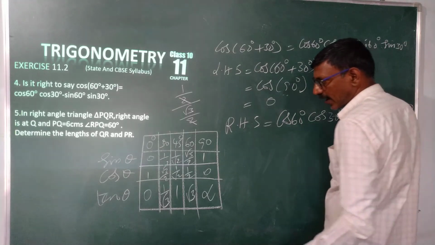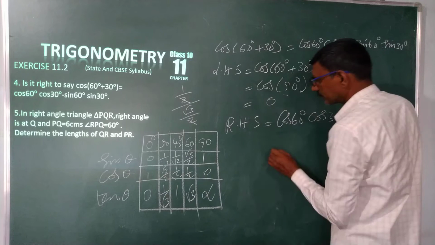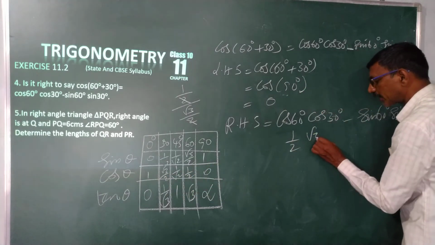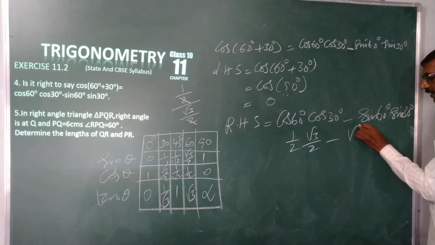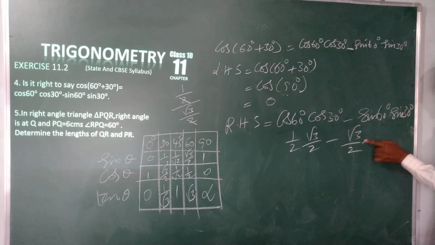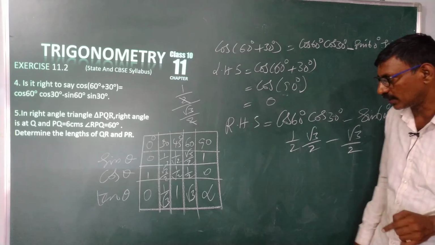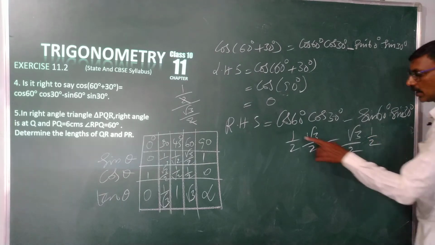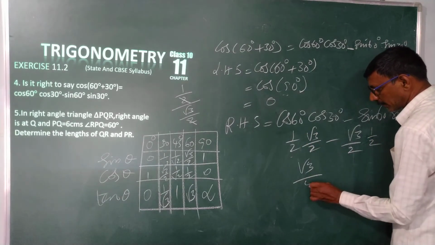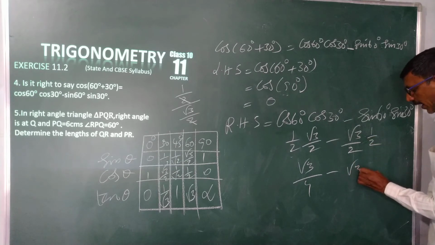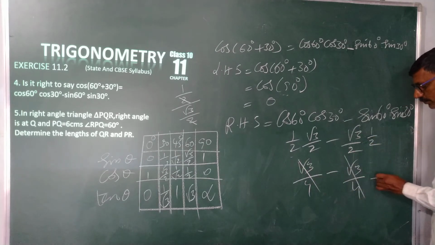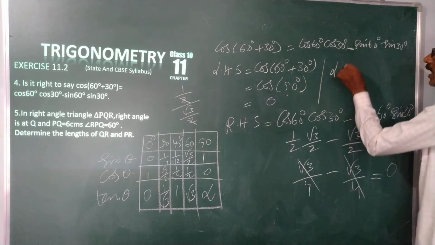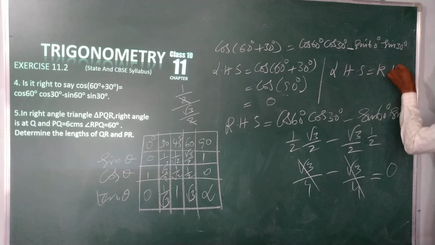Cos 60 degrees value is 1 by 2. Cos 30 degrees value is root 3 by 2, minus sin 60 degrees value root 3 by 2 and sin 30 degrees value is 1 by 2. Root 3 by 2, 2 twos are 4, root 3 by 4. This minus this is 0. Therefore, LHS is equal to RHS.